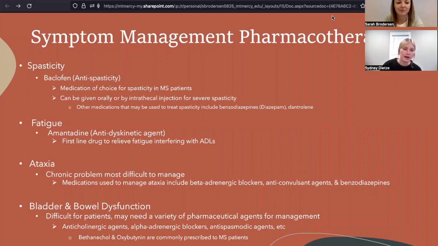So then for bladder and bowel dysfunction, this can be difficult for patients just maintaining their dignity and independence. So a variety of pharmaceutical agents may be needed to manage it. So anticholinergic agents are used, alpha adrenergic blockers, and antispasmodic agents. Bethanechol and oxybutynin are commonly prescribed for MS patients.